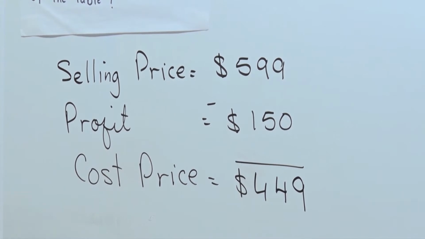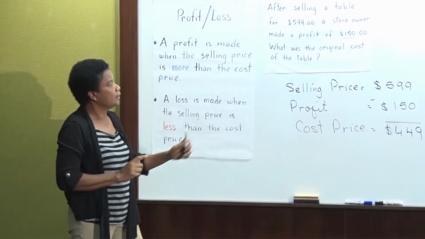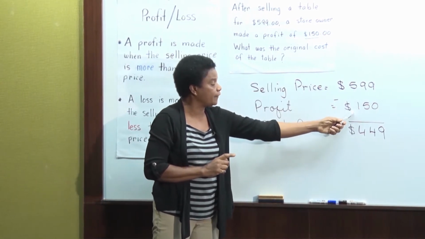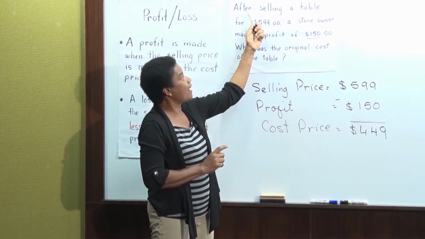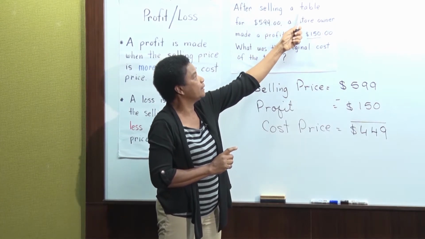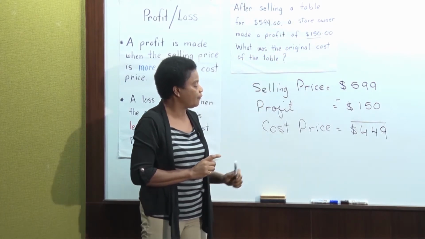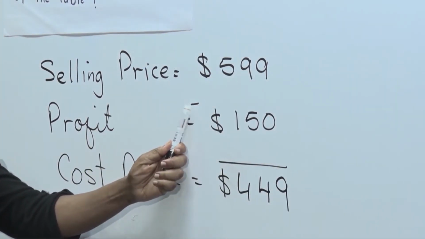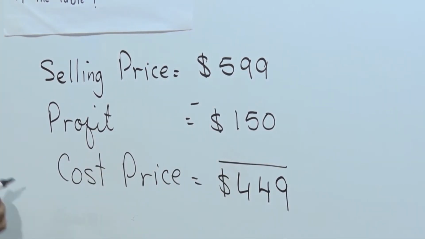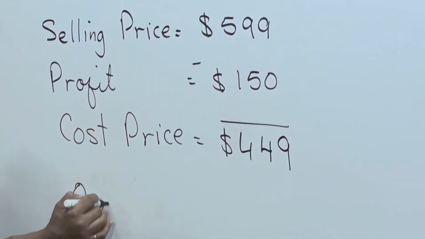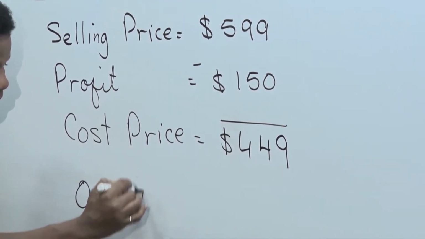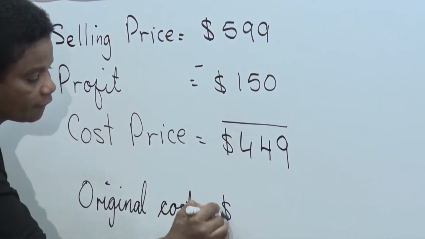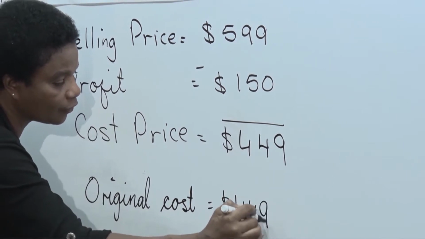So you have to read your questions properly. Not because you see the word profit, you will just go and add 150. The question says, after he sold the table, he made a profit. Therefore, the cost price had to be less, so the operation was subtraction. So our answer, the original cost was $449.